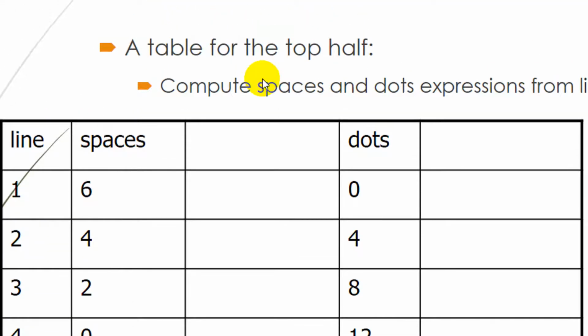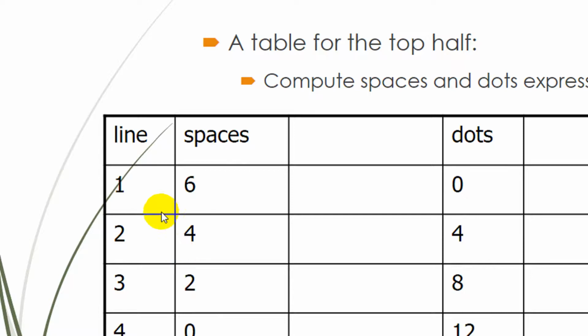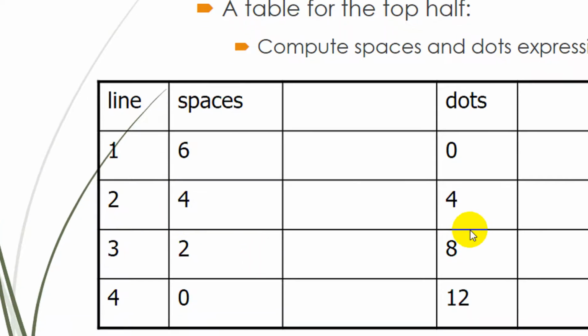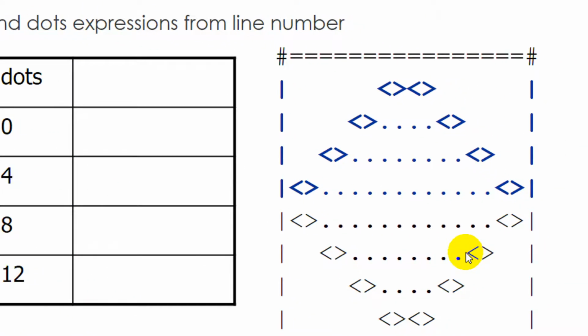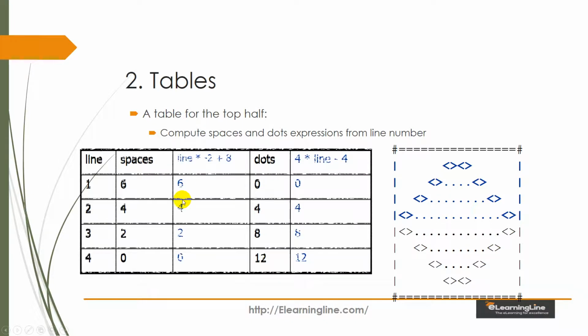This is just the table, right? Line 1 spaces 6, line 2 spaces 4, line 3 spaces this. And that's the way you will start designing. So now we are converting the pseudocode into how we can solve this problem. That's what we are going to do.